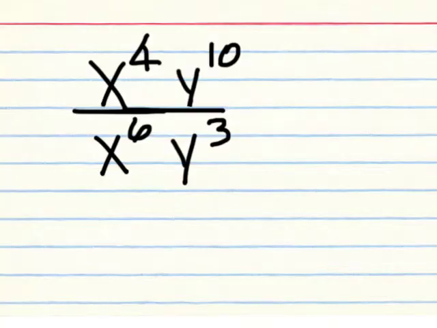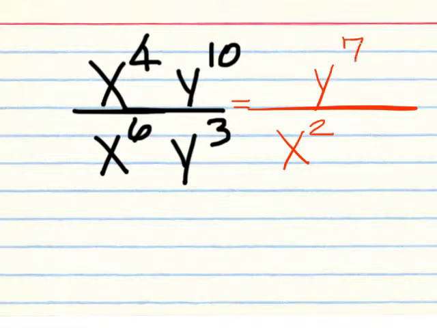X to the fourth over x to the sixth. Your largest exponent is where? Top or bottom? Bottom. So that's where your x is going to be. 6 minus 4 is 2, so it's x to the second. Y to the 10th over y to the third. Is your largest exponent on the top or bottom? So that's where the y goes. And 10 minus 3 is 7. Y to the 7th over x to the second is the answer.